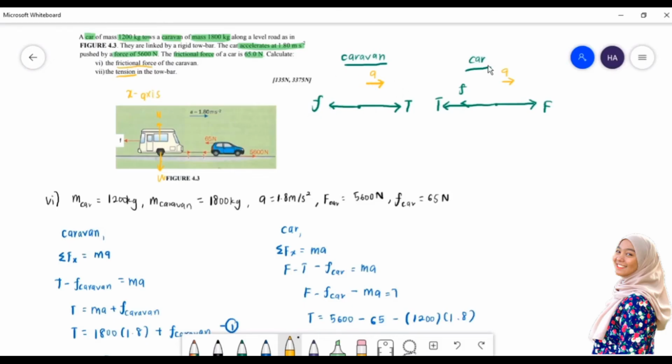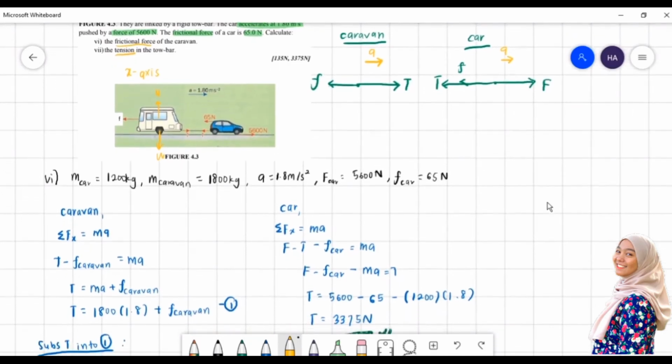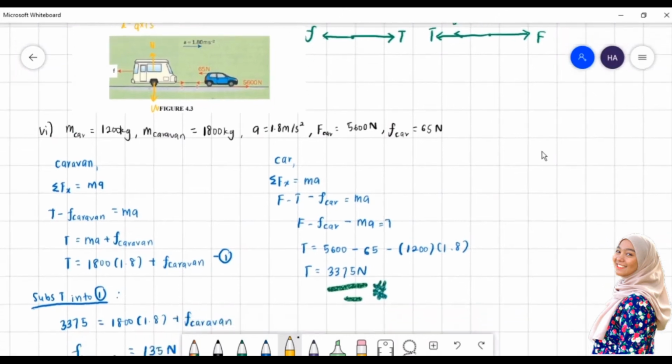towards the car. Okay. Untuk car pula, dia punya free body diagram macam ni sebab dia ada force, okay, 5,600 Newton. Here dia dah cakap 5,600 Newton is the force of the car. And then dia ada frictional force. Frictional force of the car pun dia dah bagi 65 Newton. So this is the frictional force and dia ada tension. Okay. So the not frictional force of the caravan and the tension in the tow bar. Okay.